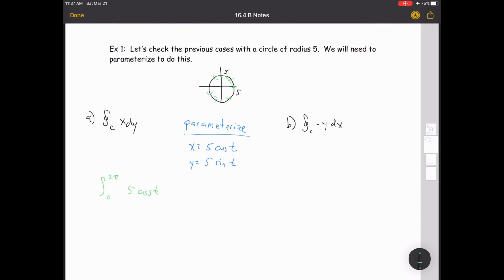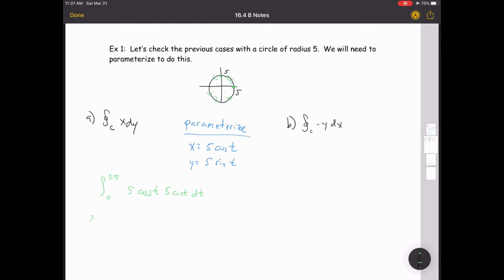cosine t. dy, so we need to take the derivative of y. The derivative of y is going to be 5 cosine t dt. Okay, I didn't write that down. Probably should write that down somewhere. Don't want to run into my other problems there, but anyway, hopefully you should be able to take dx and dy pretty easily. Okay, so let's go ahead and finish this one out.